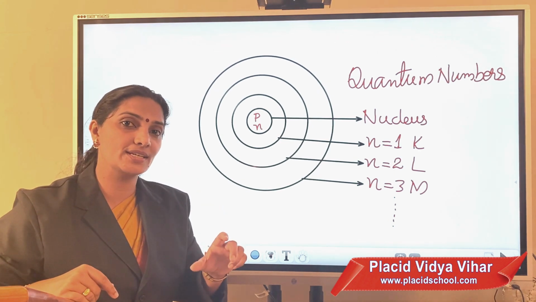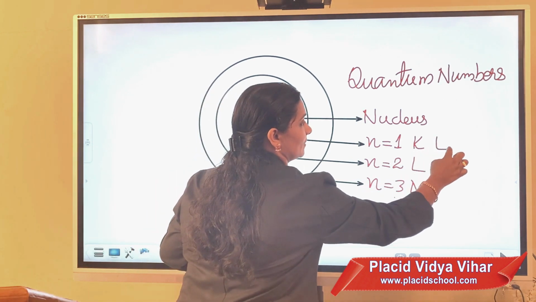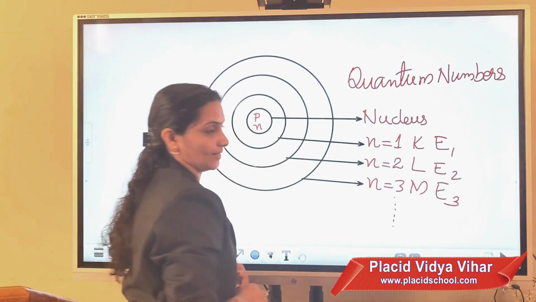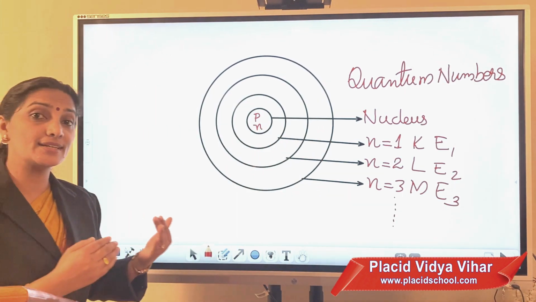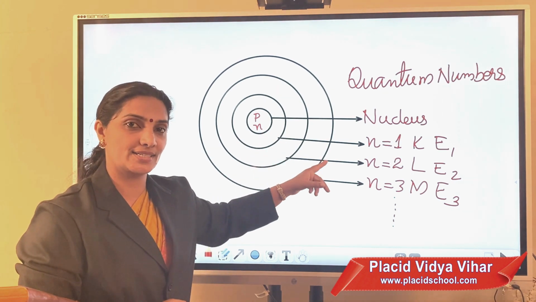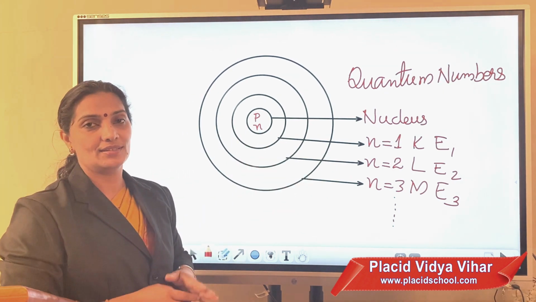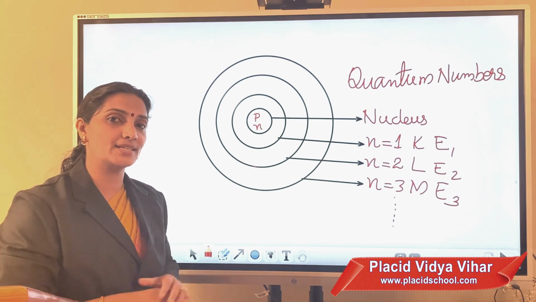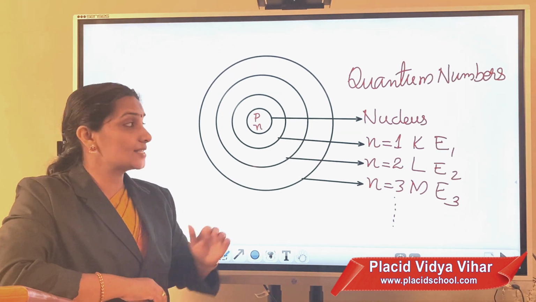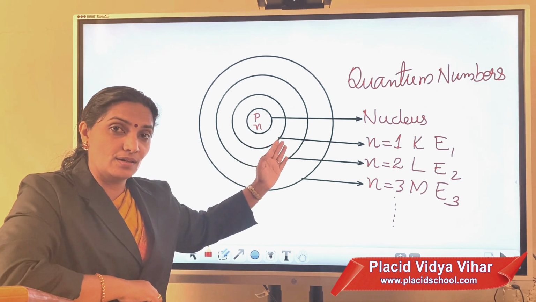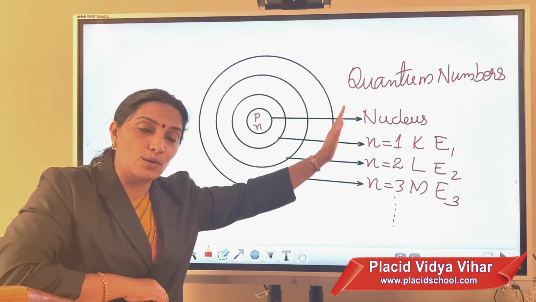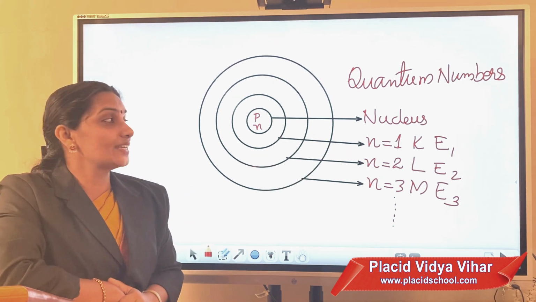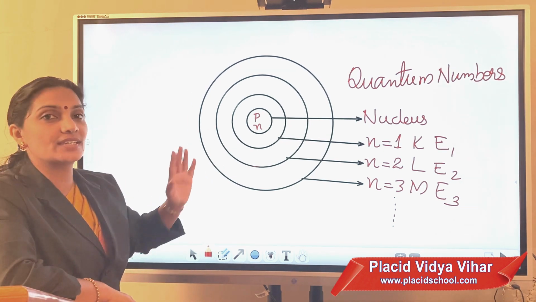The energy of each shell can be represented as E1, E2, E3, etc. These are the energies of the first shell, second shell, third shell, etc. Now, if we consider the energies of these electrons, which electrons have lesser energy? Any idea? Is it the electron in the K shell, or in the M shell, or in the outer shells? Which one may have less energy? It is the electrons present in the K shell.